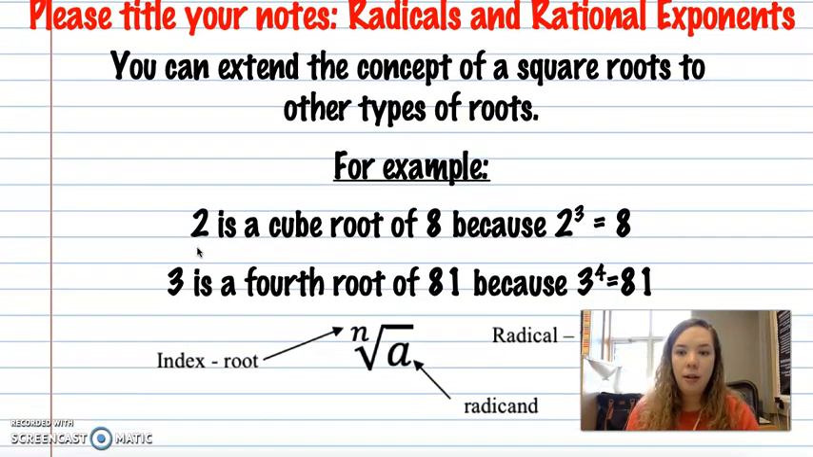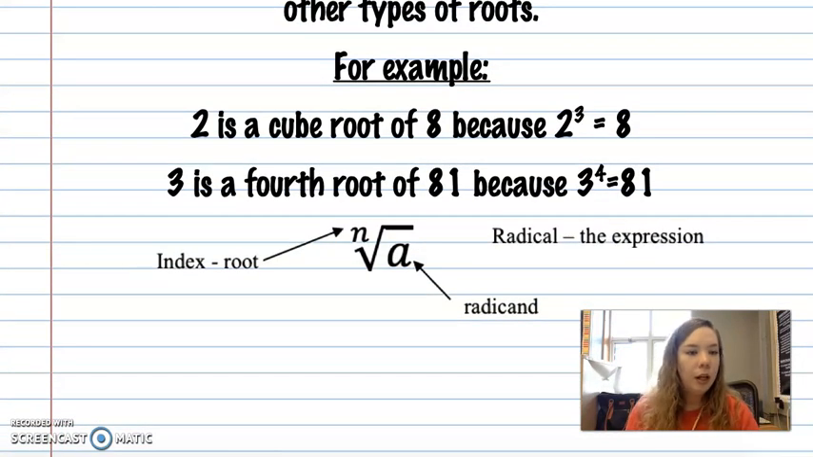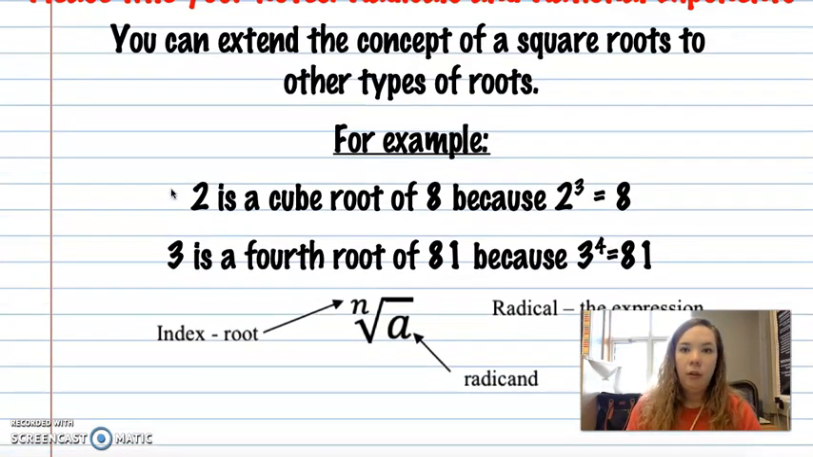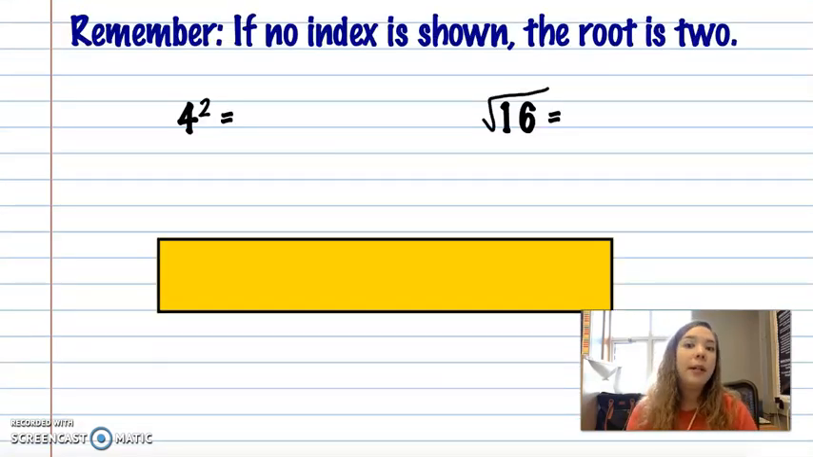Okay, so make sure you pause and get this part written down. Remember, if no index is shown, the root is 2, so that'd be a square root. Since they're the most common, most people don't bother to write them, but you are welcome to.